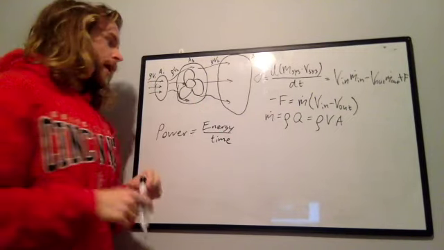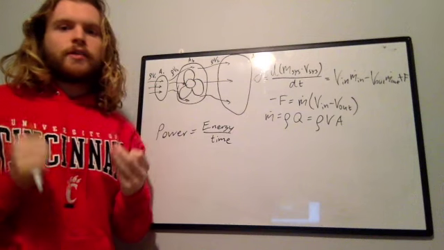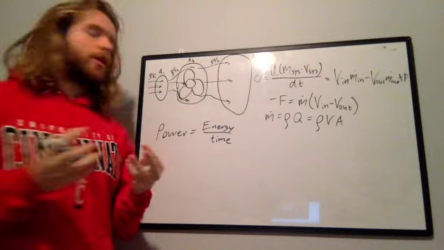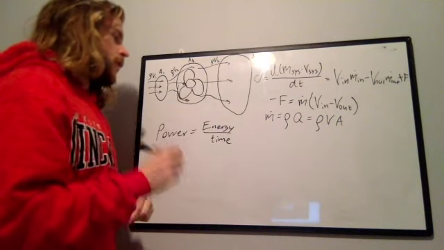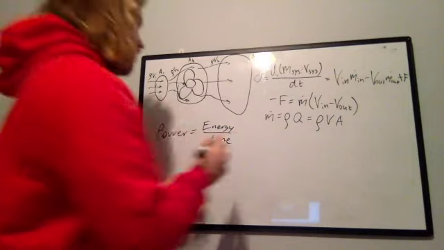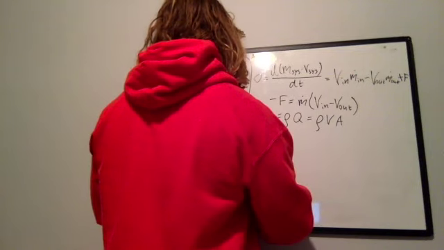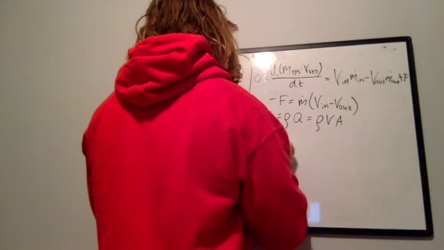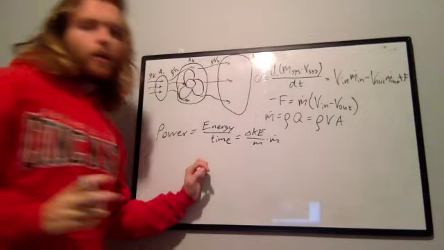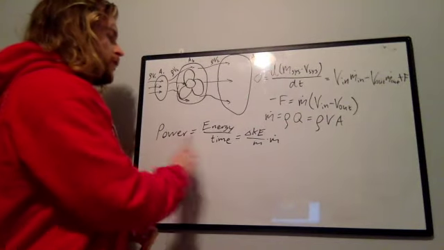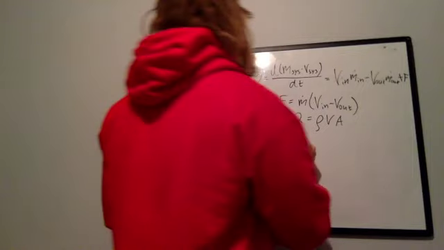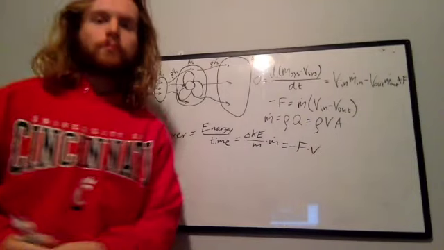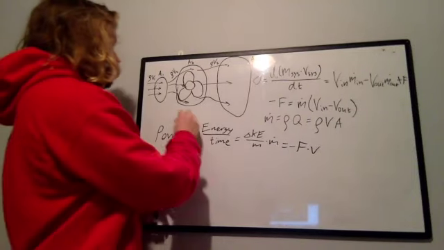Okay. And another way to express this is just the change in kinetic energy over the mass multiplied by the mass flow rate. So that is another way to express this. Change in kinetic energy over mass multiplied by the mass flow rate. And then when you think about power in terms of force and velocity, this is going to be equal to negative force times velocity.